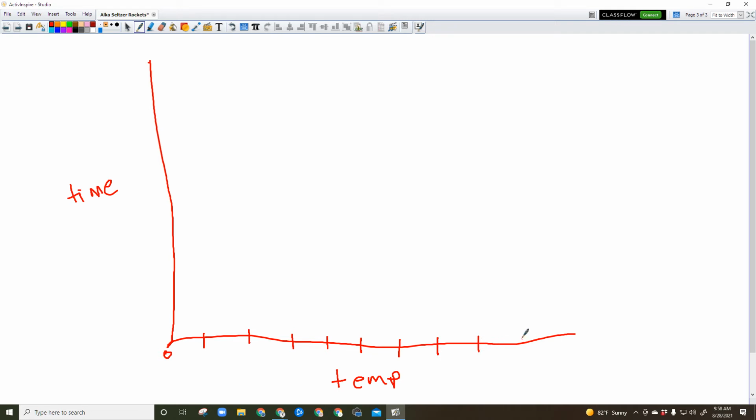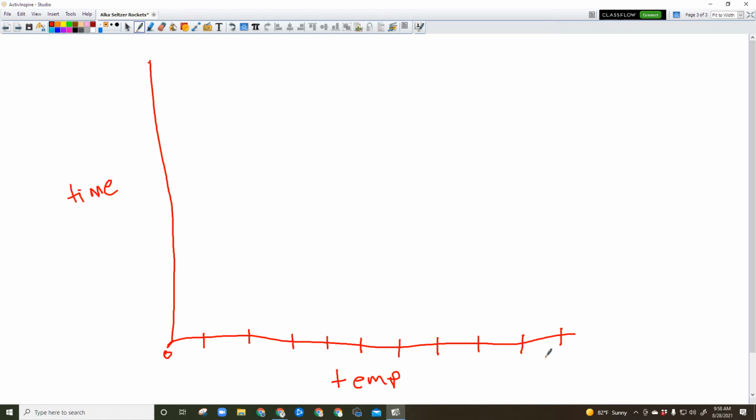Now, this is why I want you to use graph paper, because the spacing between these lines that I've drawn is not consistent. Like these two are smaller than this one. So that's why you use graph paper, so that your graph comes out looking like it's supposed to.